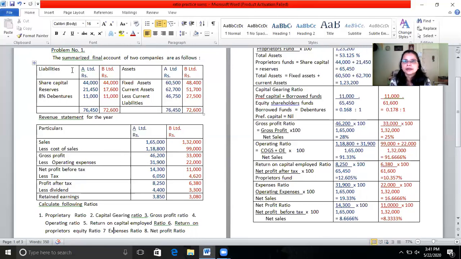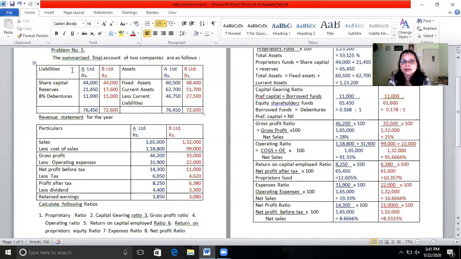That is, we have already calculated 65,450 earlier. So 11,000 upon 65,450 equals 0.168 is to 1. As it is not multiplied by 100, it is shown as is to 1.